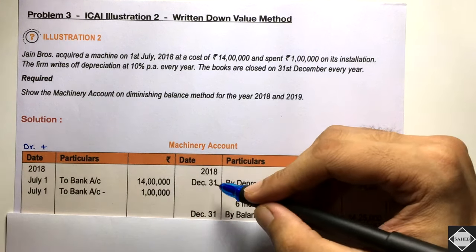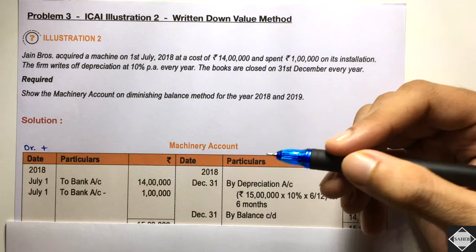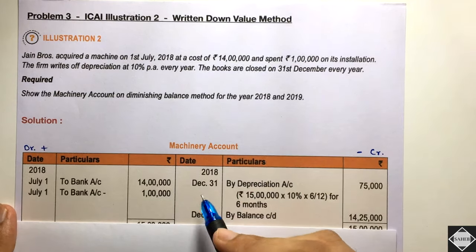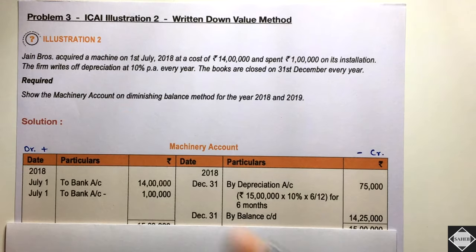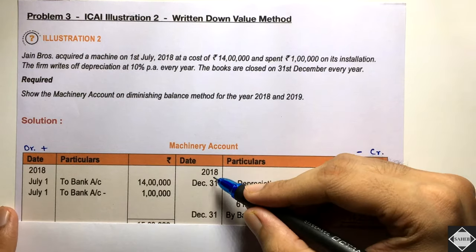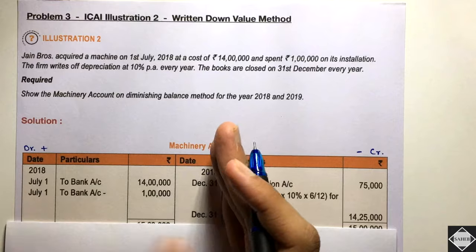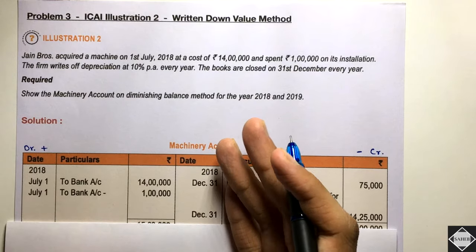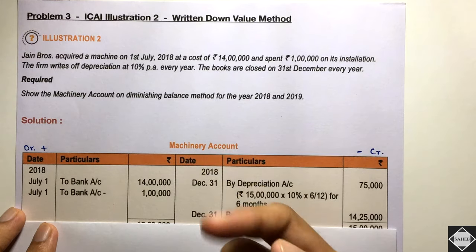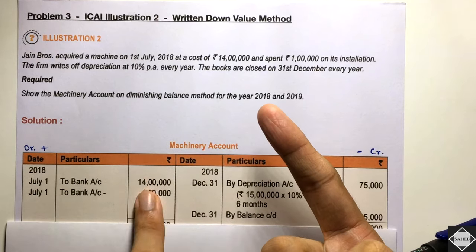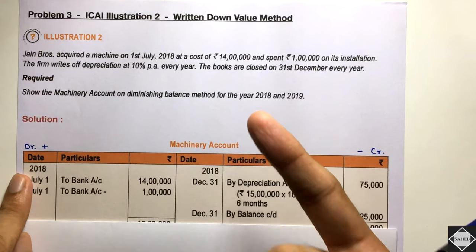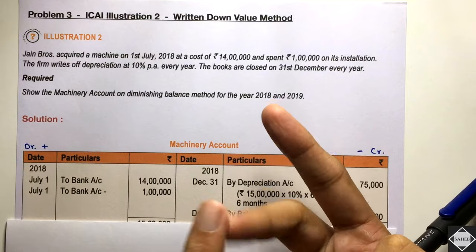Now, how will you charge the depreciation at the end of the year? I have already explained what you have to do. See here, this is December 31st, the end of the year. You all know we charge the depreciation at the end of the year. So on 2018, December 31st, you have to look back. How many machines do I have? How many PPE or tangible fixed assets do I have? Okay, I have one machinery. 15 lakh is the cost. For how long did I have it?